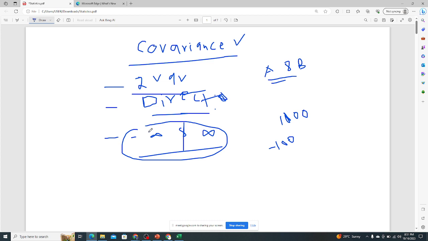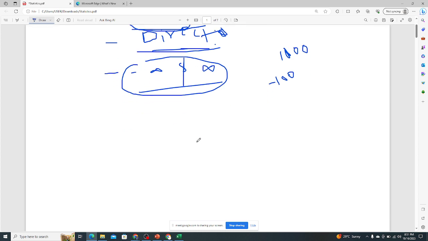It ranges between negative infinity to infinity, and covariance tries to show the direction between two variables. It also tries to show us a relationship between two variables. All right.